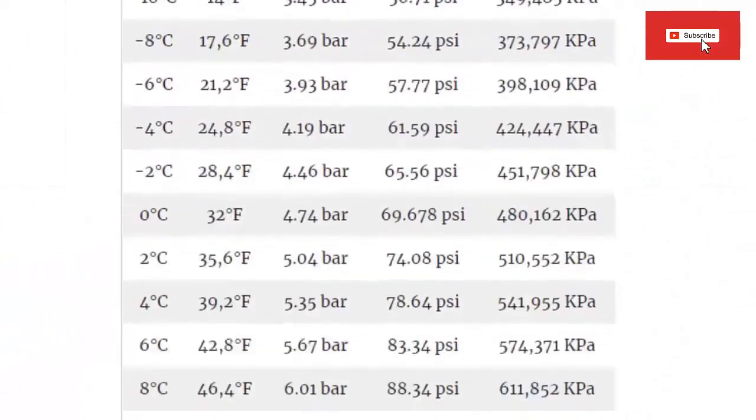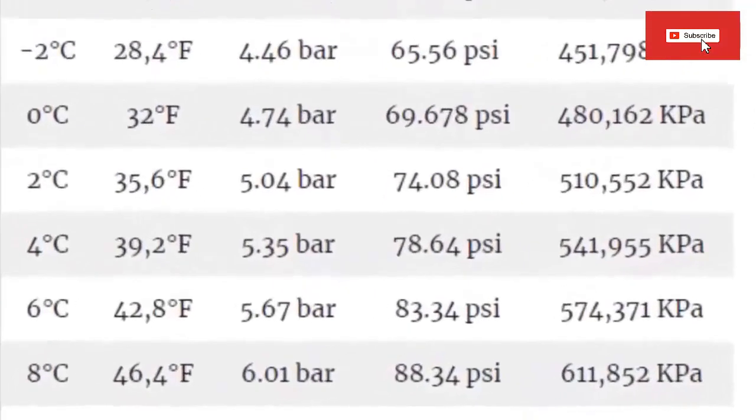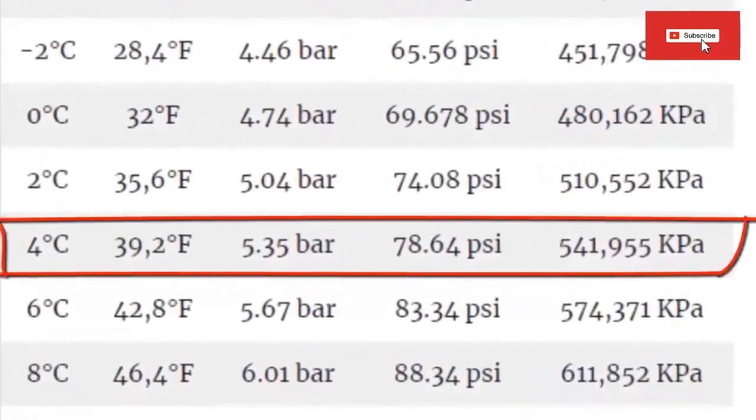Pressure for high temperature, typical of air conditioning, with a temperature of 4 degrees Celsius or 39.2 degrees Fahrenheit. Based on the table, we have a gauge pressure of 5.35 bars or 78.64 psi.